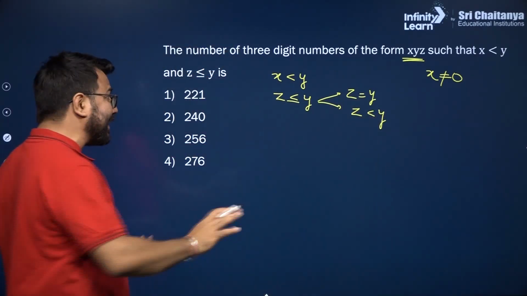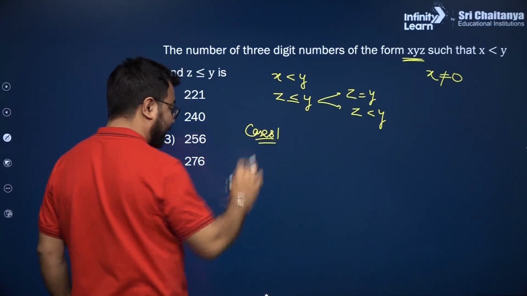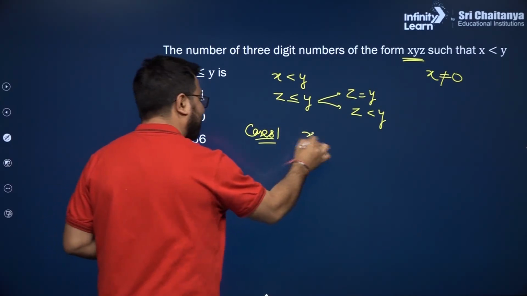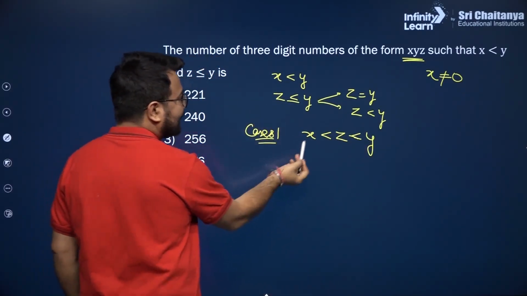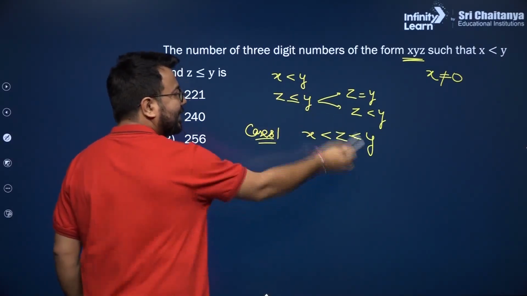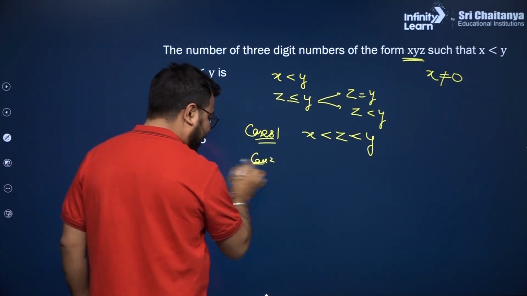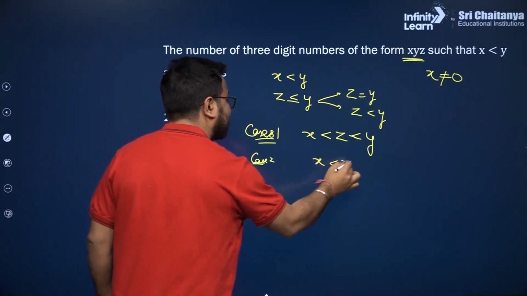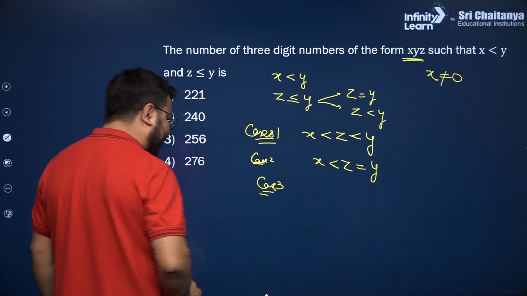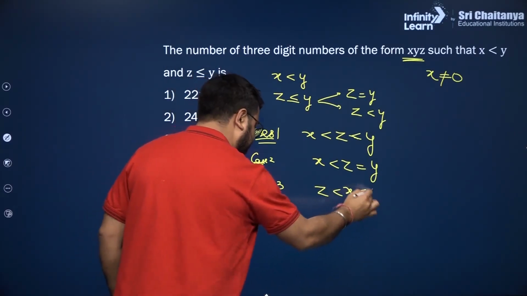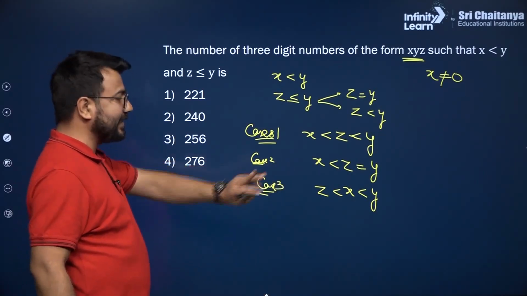Now there can be different cases in the possibilities of the values of x, y and z. I'm talking about the first case, when x is less than z and z is less than y. So x is less than y and z is less than y. This is being satisfied by case 1, these two conditions. Now let me talk about case 2. In case 2, x is less than z but z is equal to y. Now I'm talking about case 3. In case 3, z is less than x, less than y. So basically, case 3 will be z less than x less than y.